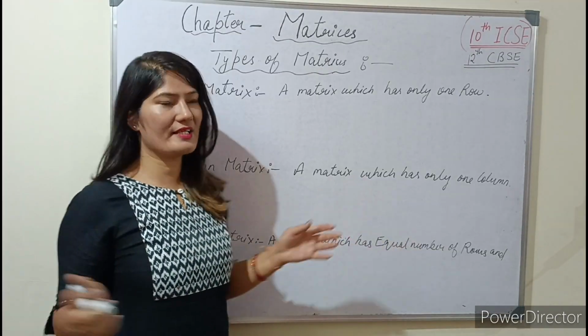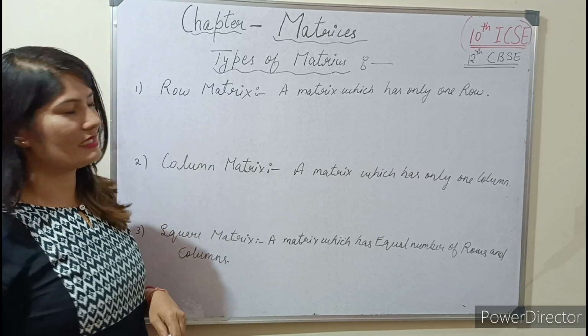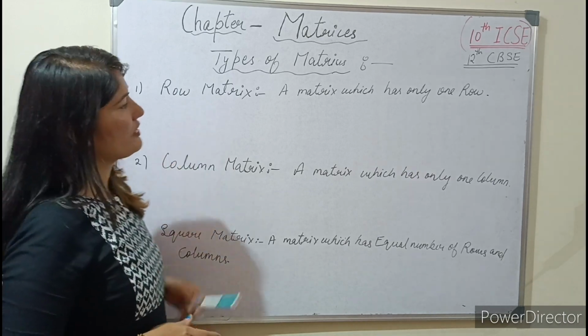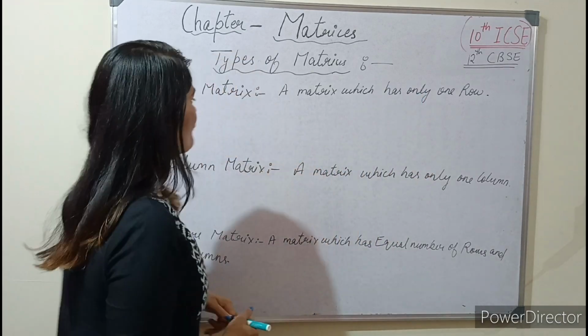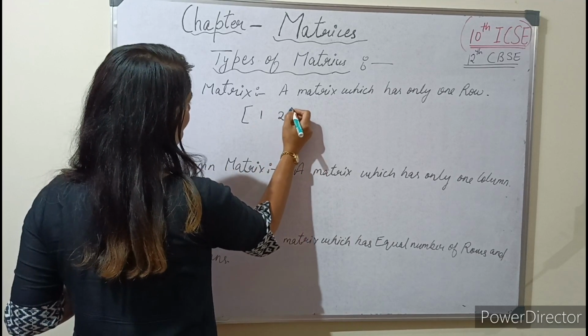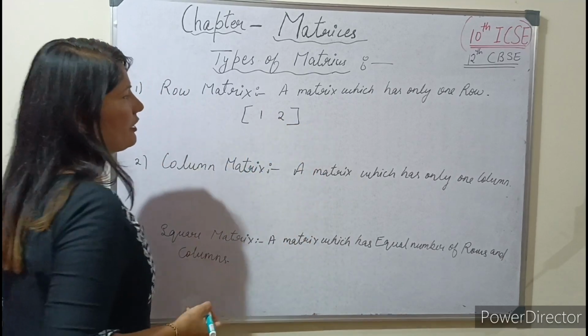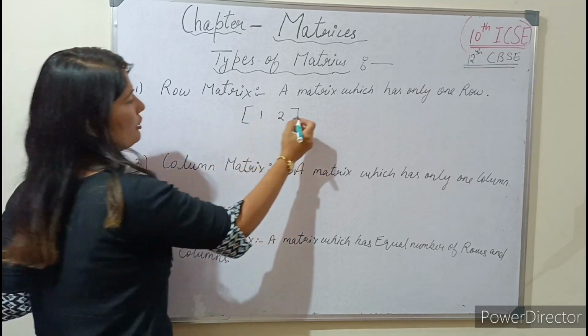So now we will discuss about the types of matrices. So here the first type of matrix is row matrix. So what is a row matrix? A matrix which has only 1 row. Right. So for example, if I write a matrix here 1, 2. So here you will see this matrix is known as row matrix because it has only 1 row.